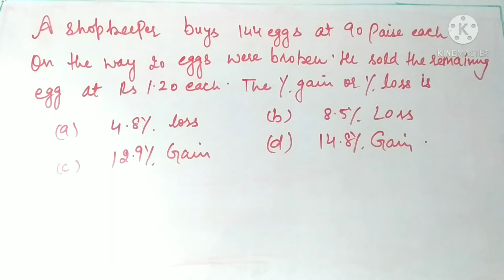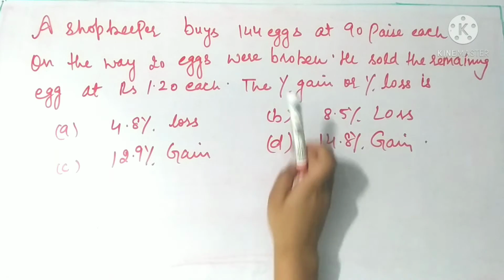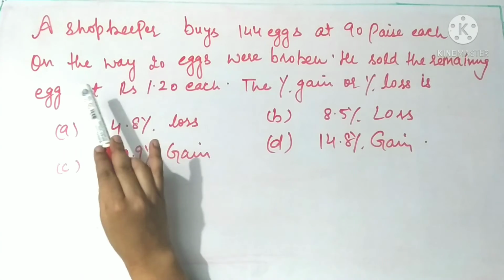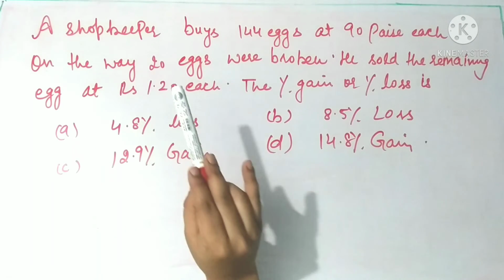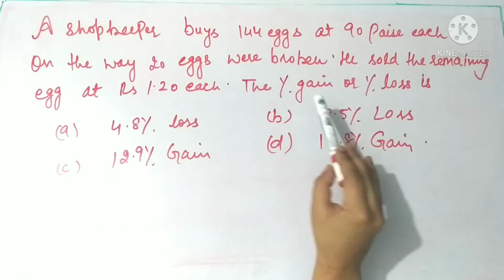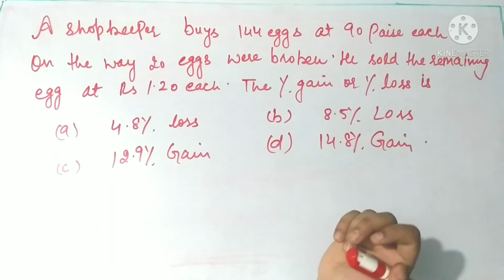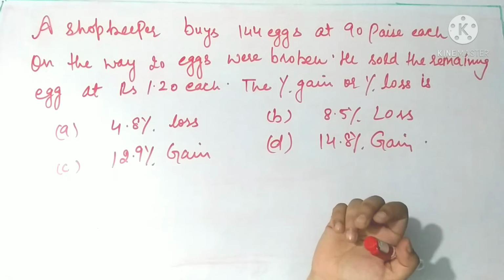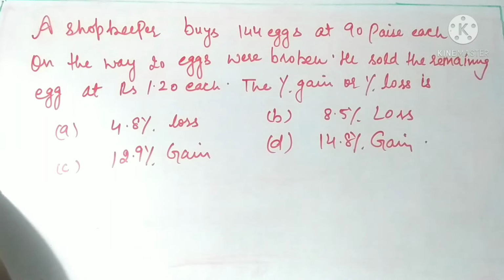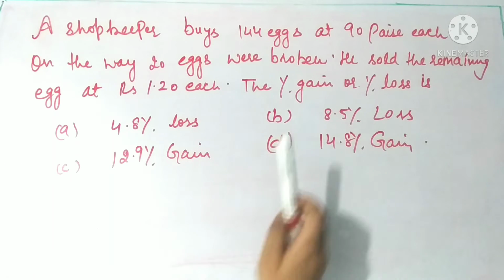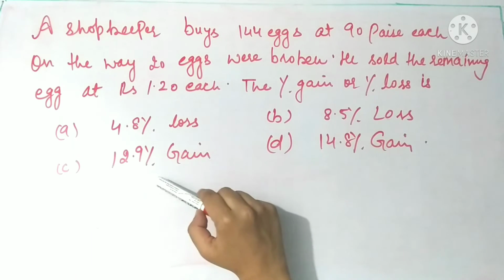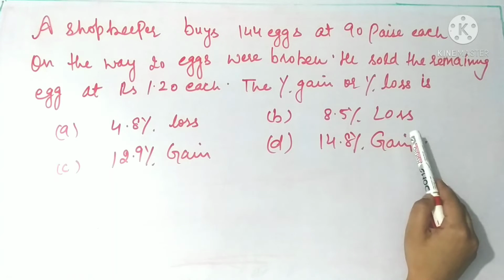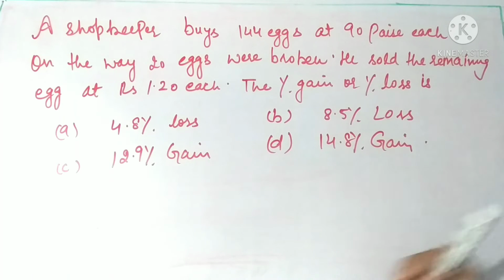Now our next sum is: a shopkeeper buys 144 eggs at 90 paise each. On the way, 20 eggs were broken. He sold the remaining eggs at rupees 1.20 each. Then what is the percentage gain and percentage loss? Firstly we have to find the total CP. This is an objective type question and we have 4 answers: 4.8% loss, 12.9% gain, 8.5% loss and 14.8% gain. Now we will find this by using the trick.